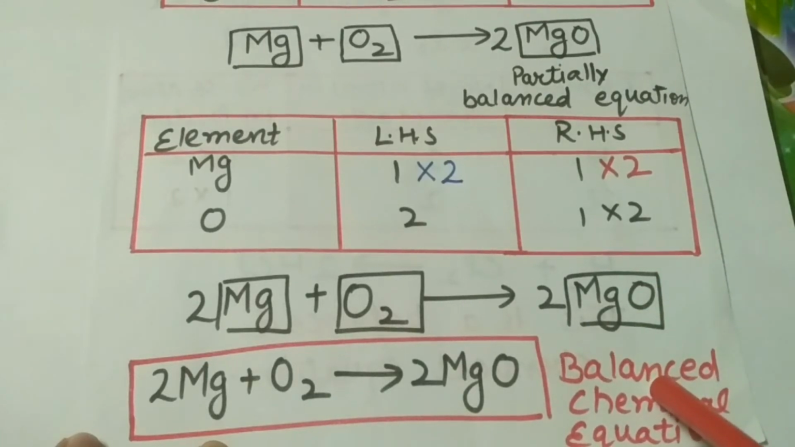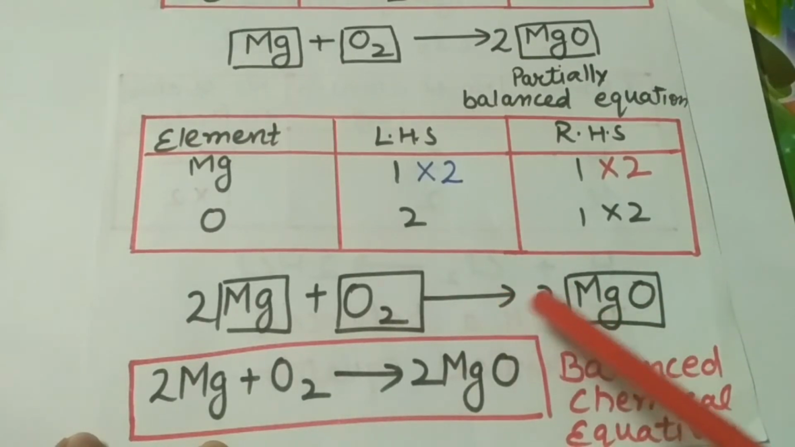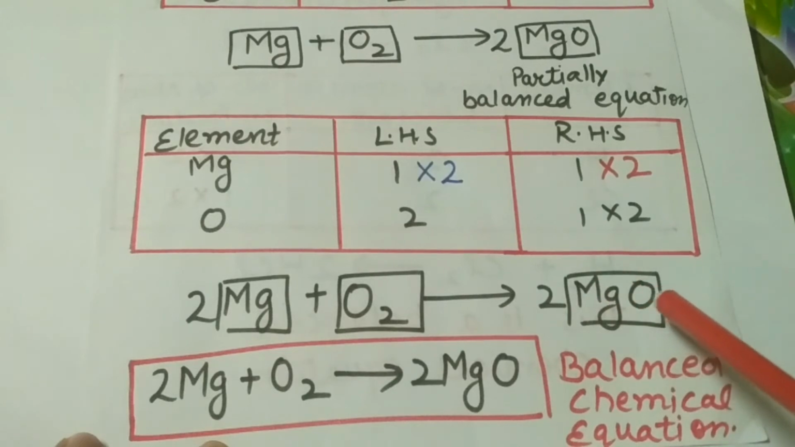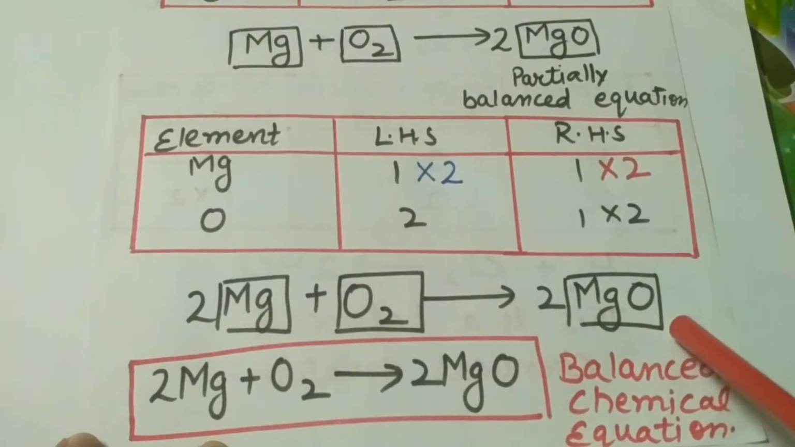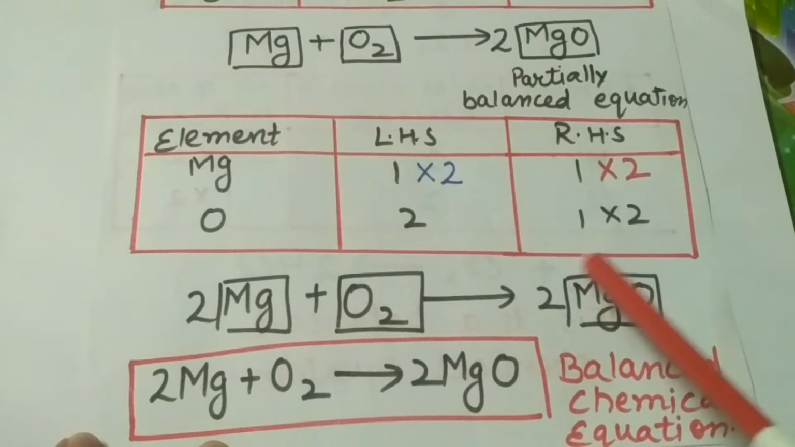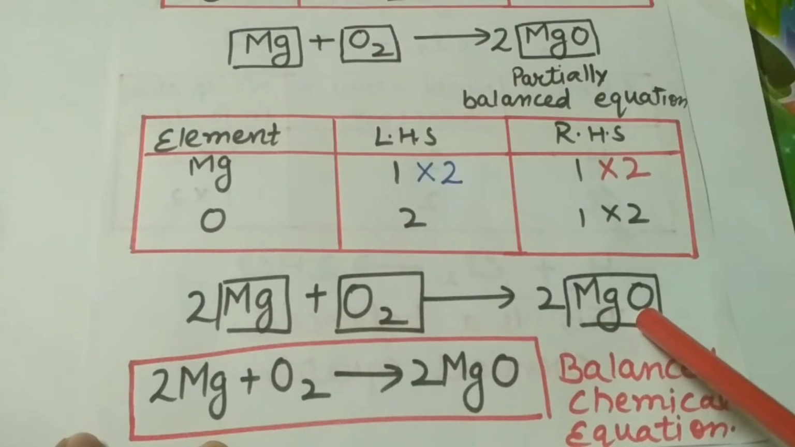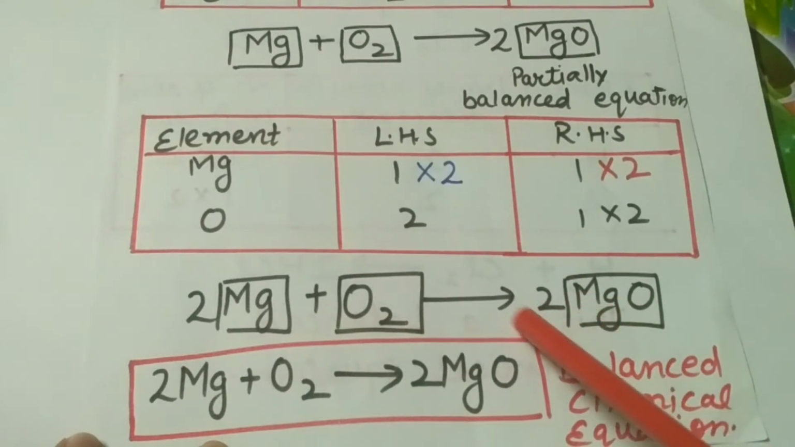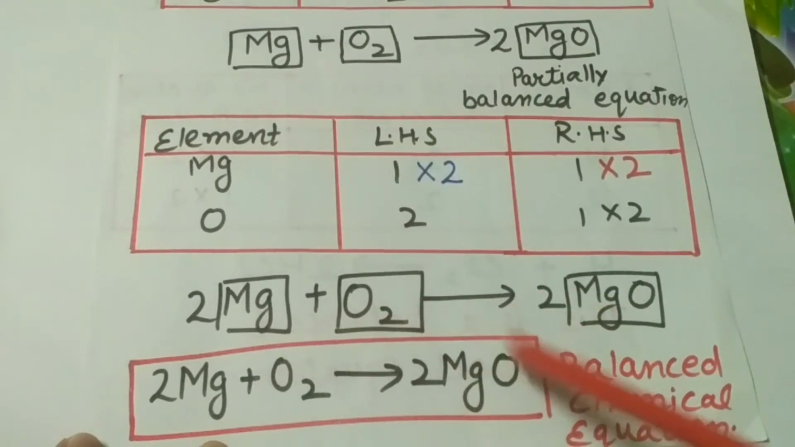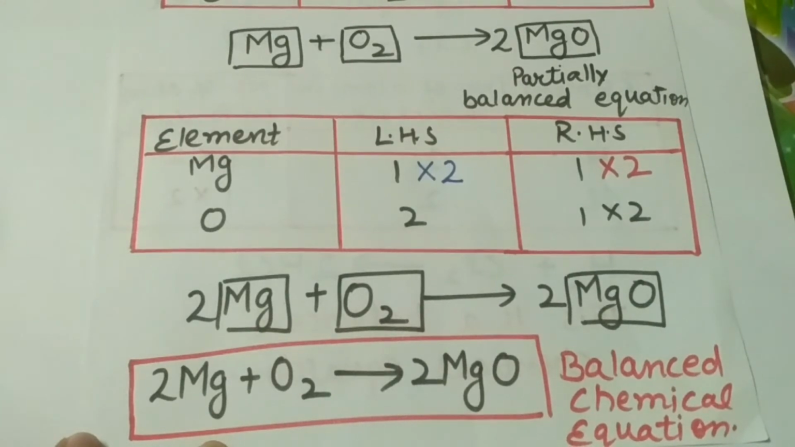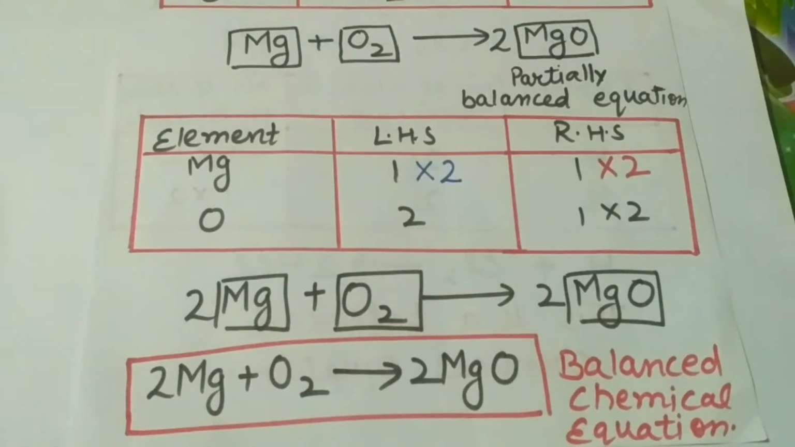One more thing I want to tell you again, that we can't multiply this 2 in here. We can't put O2 or Mg2 here. We can't change this formula. The only thing we can do is write a numerical value outside of this box. So this is what we call the hit and trial method. In order to balance chemical equations, we use the hit and trial method.